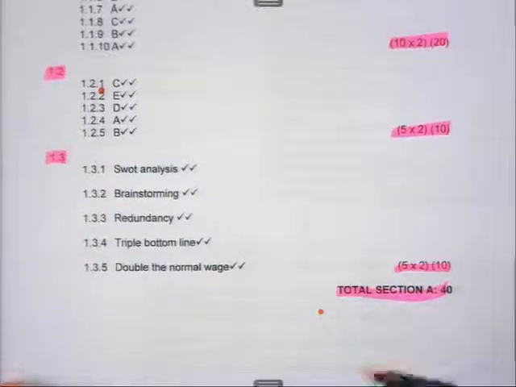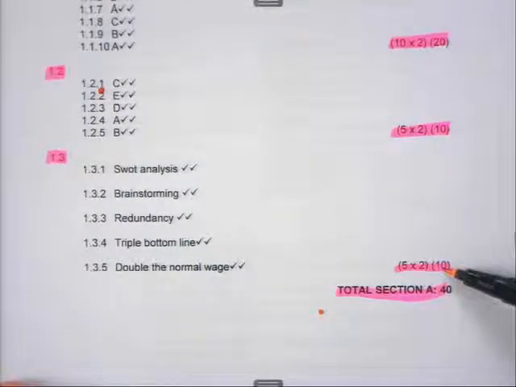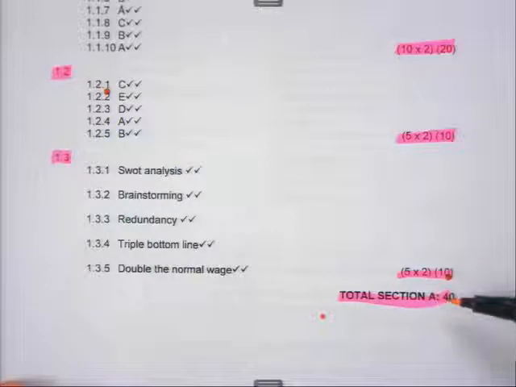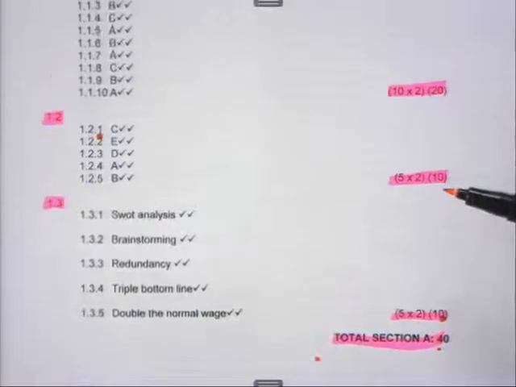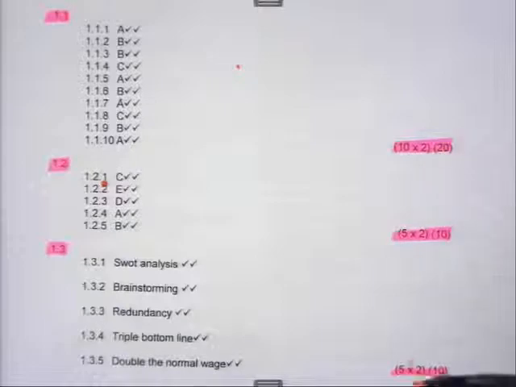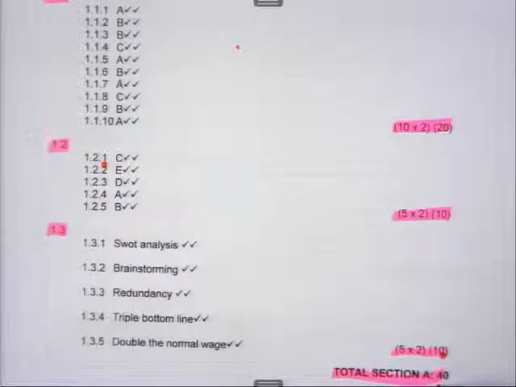And then question 1.3, the total there is 10 marks. It's 5 times 2. So you can see there our total is 40 marks. There are no alternative answers here. Answers as they are. These are the correct answers. And it's 2 marks each, as you can see there. And the total is 40 marks. So the total for section A is 40 marks.